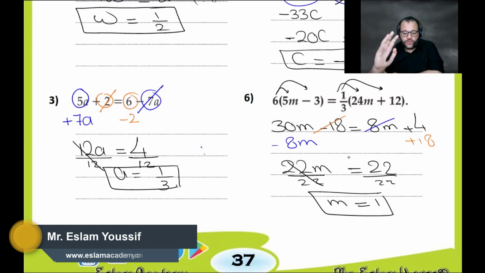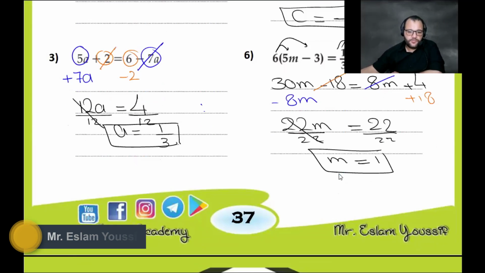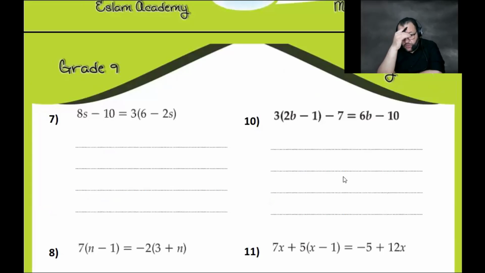So I need to make sure that you understand number 8. I got you mixed up. Okay. Number 7. How do we solve number 7?